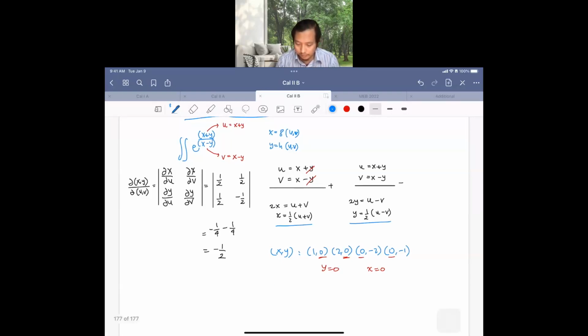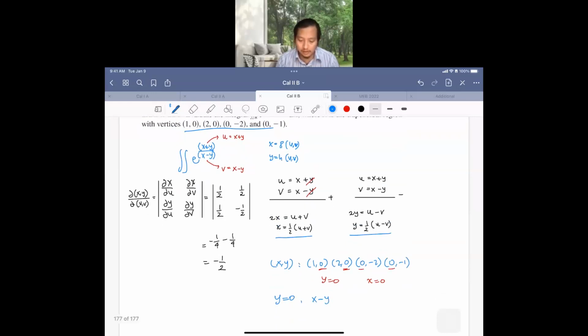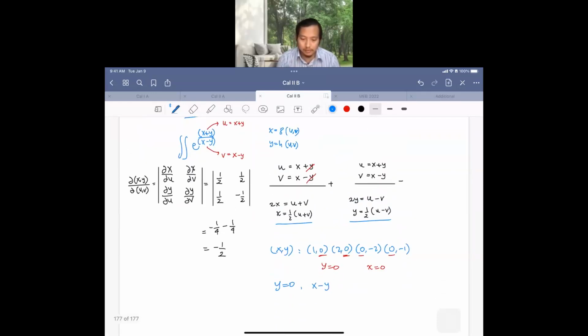so when y is 0, let me write here so that you can focus, that we have u is x plus y, and v is x minus y. And then we have y equals 0 and also x equals 0, okay?